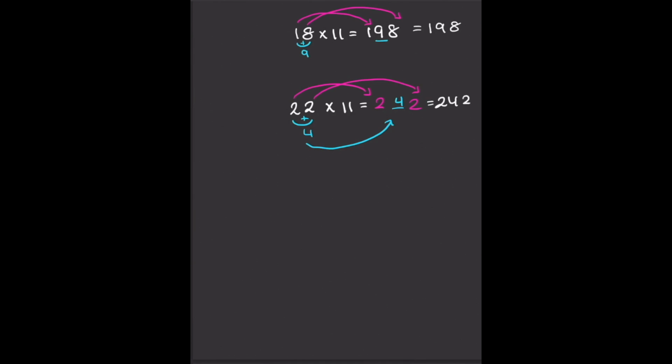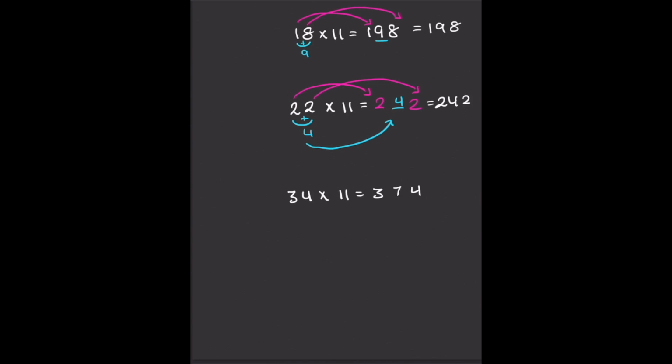Alright guys, now we're going to look at how to do this mentally, in our brain. The example we are going to do in our brain is 34 times 11. With 34 times 11, we're just going to do it in our brain. So we're going to write the 3 down, have a gap, write the 4. 3 plus 4 is 7. So write the 7. So the answer is going to be 374.